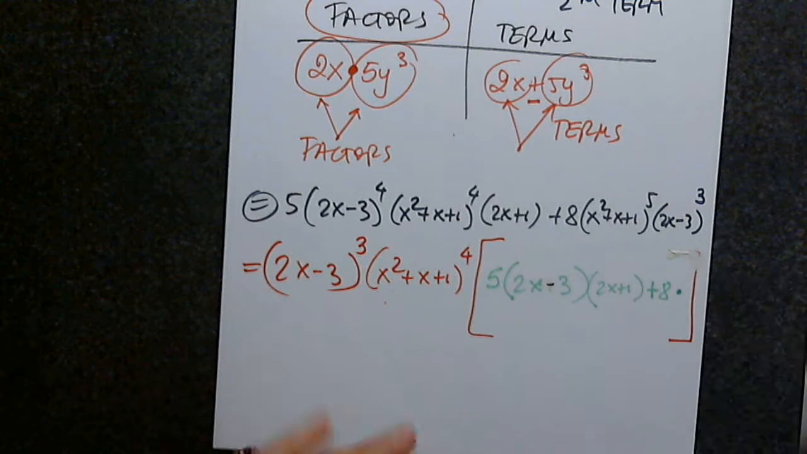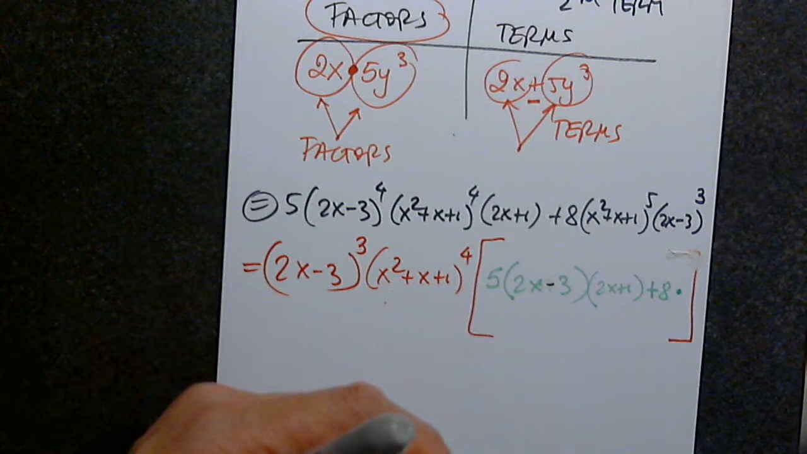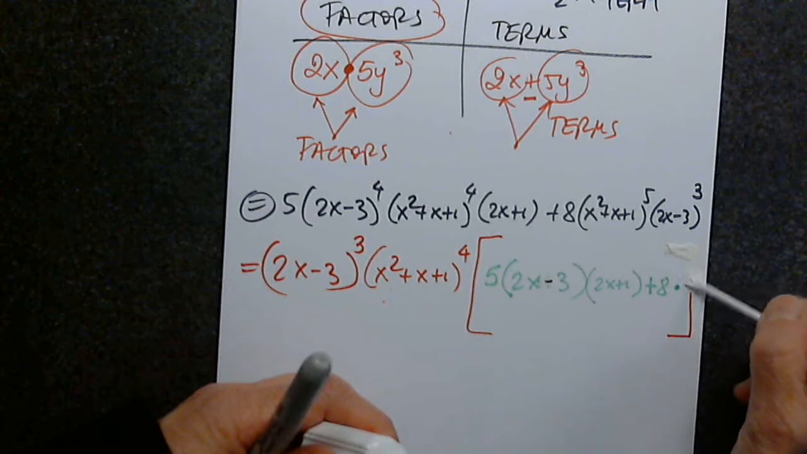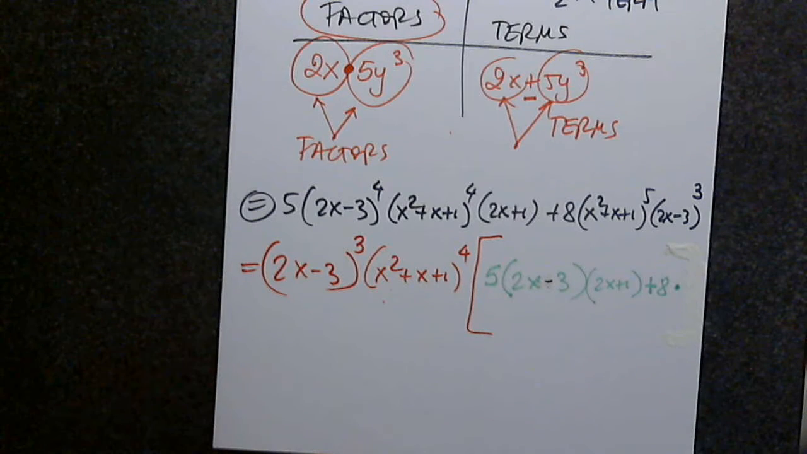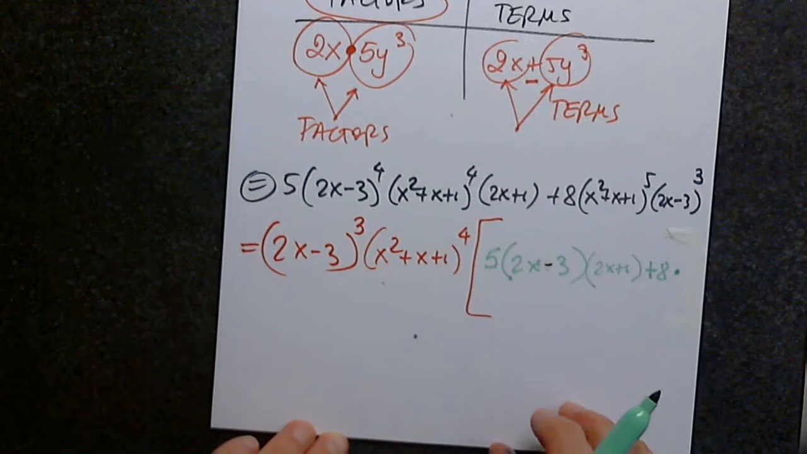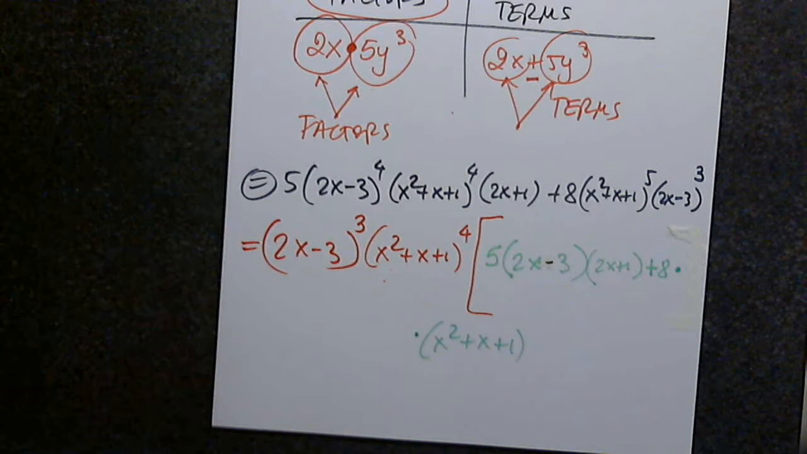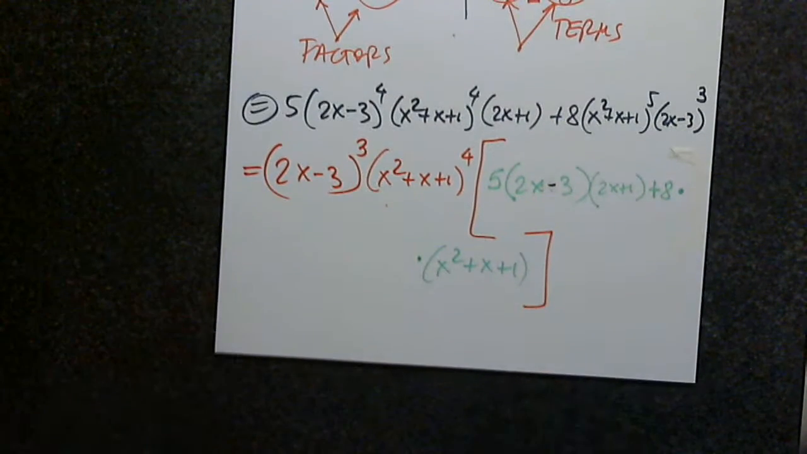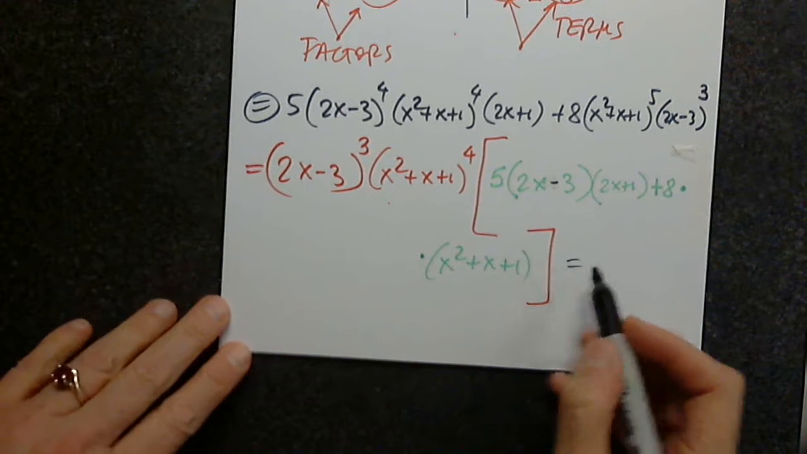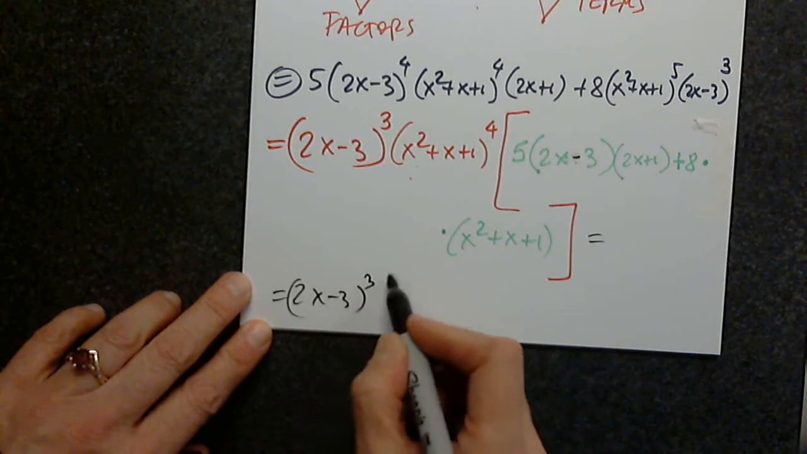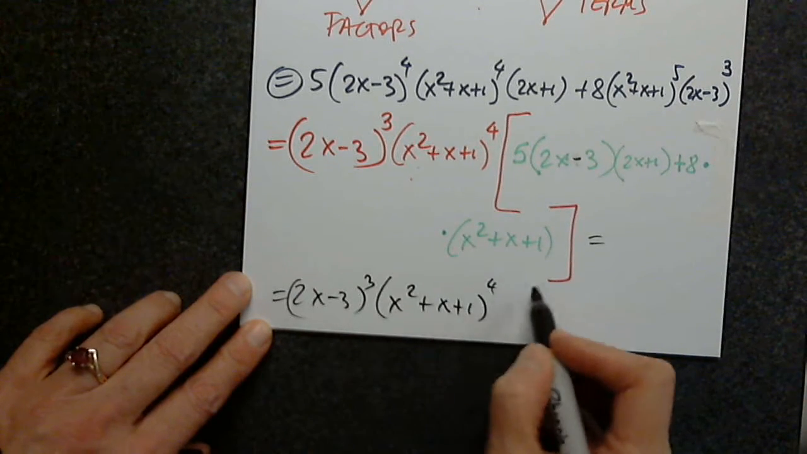So I have to multiply. I have to get rid of this. I hold on to it to show the factoring, but okay. So multiplied by, what will I multiply it by? X squared plus. Very good. And now I close the bracket. Perfect. So the two factors, I'm going to copy them. 2x minus 3 to the third and x squared plus x plus 1 to the fourth.